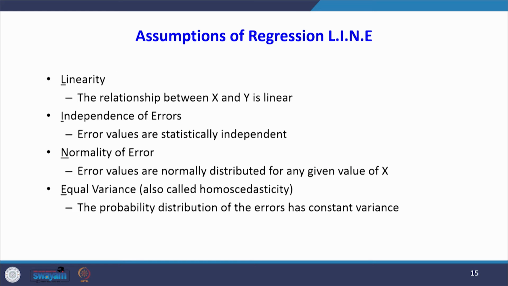And another thing: what are the assumptions for the regression line? We can remember them in short form as LINE. First one is linearity: the relationship between x and y is linear. Second is independence of errors: error values are statistically independent. Third is normality of error: error values are normally distributed for any given value of x. The last assumption is equal variance, also called homoscedasticity: the probability distribution of the error has constant variance.